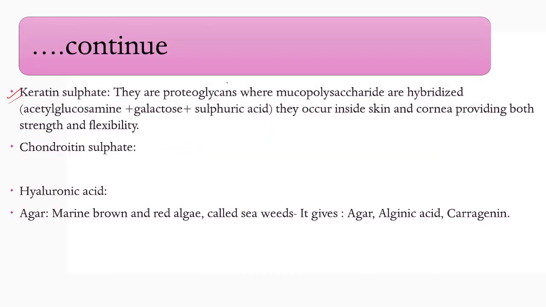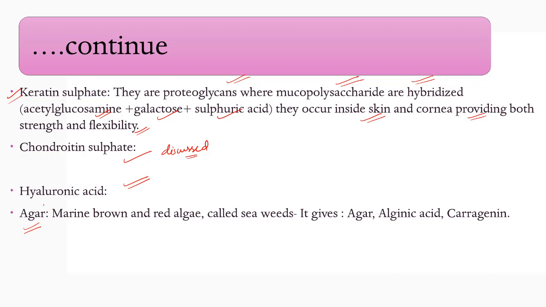Keratin 6 sulfate, they are proteoglycans where mucopolysaccharides are joined with proteins. Acyl glucosamine plus galactose and sulfuric acid occur inside the skin and cornea, providing both strength and flexibility. Just like chondroitin 6 sulfate, this sulfonated polymer of mucopolysaccharide hybridized with protein is keratin 6 sulfate, which occurs just beneath the skin and cornea. Chondroitin 6 sulfate and hyaluronic acid were already discussed in the previous slide.